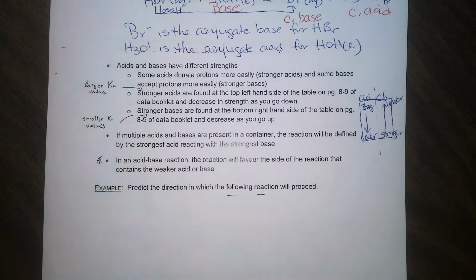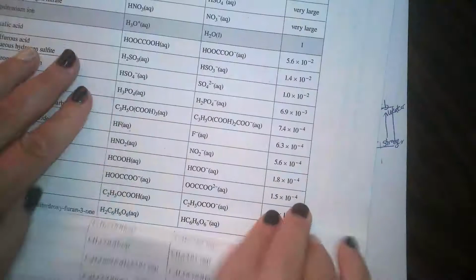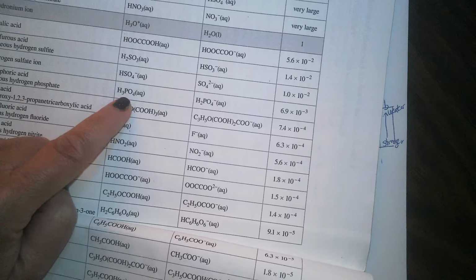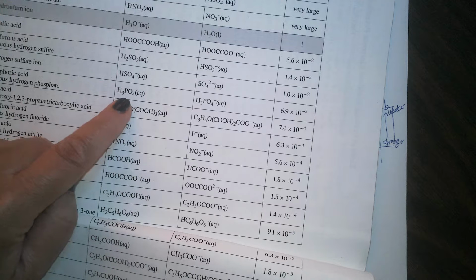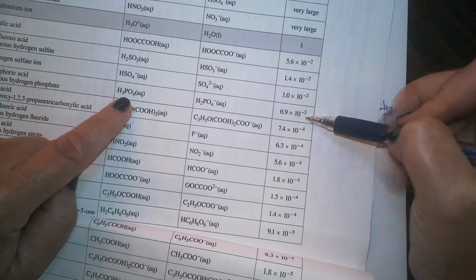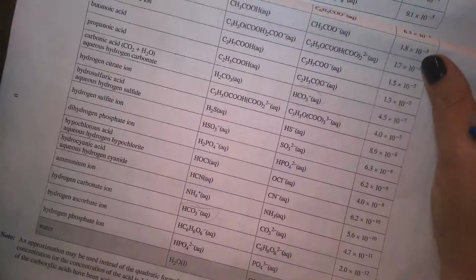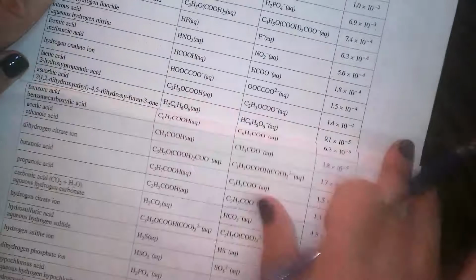So when we look at page 8 and 9, here is phosphoric acid. This is something that we find in pops that are dark in color, like Pepsi, Coke, Dr. Pepper, those kinds of pops, they have phosphoric acid in them. This has a 6.9 times 10 to the 3 Ka. This is an acid constant column. If I look at it, it's on here somewhere.